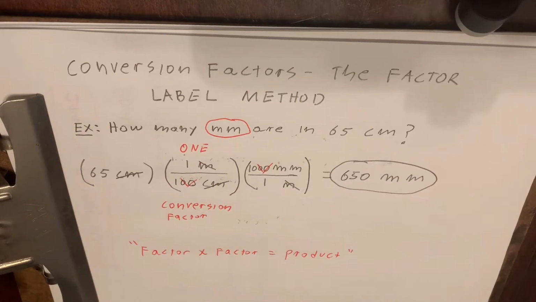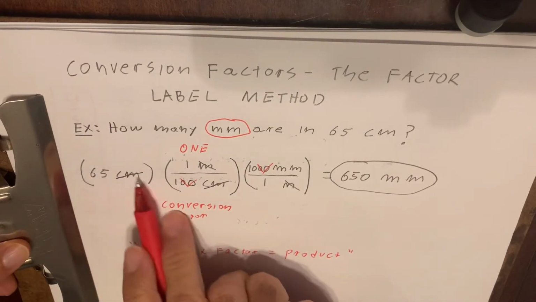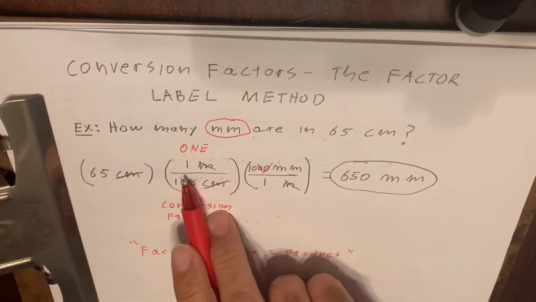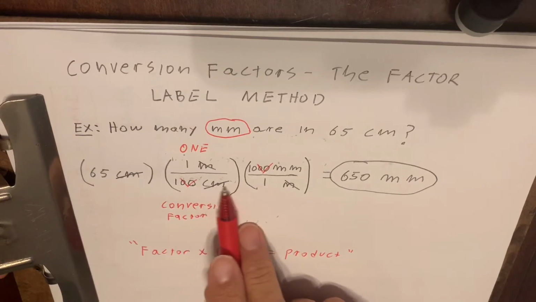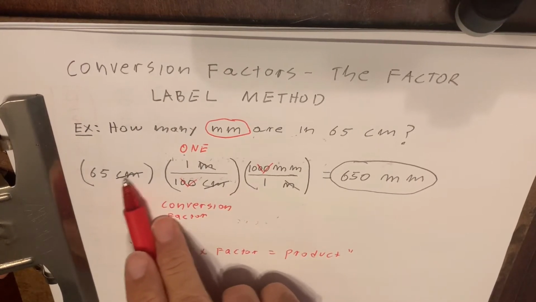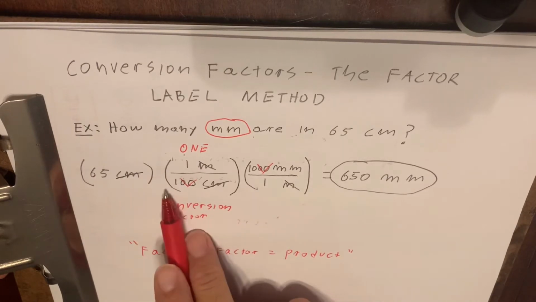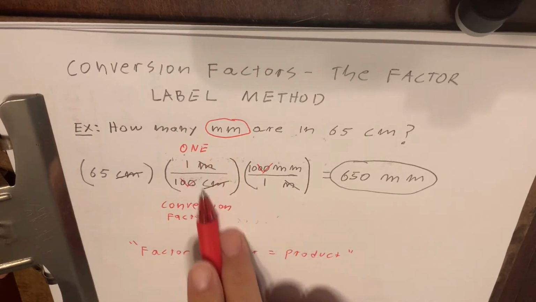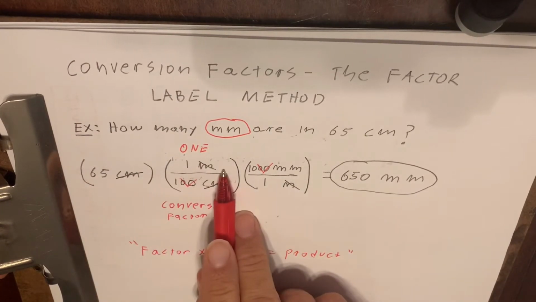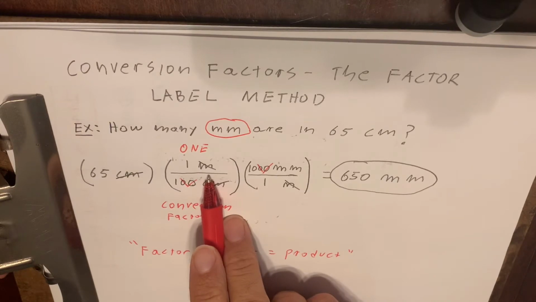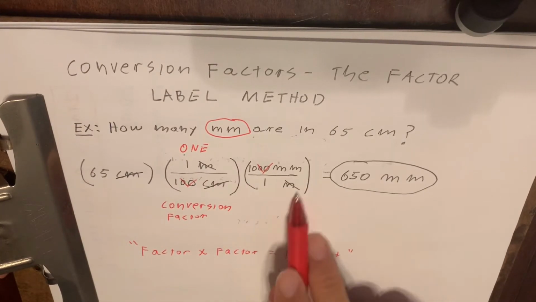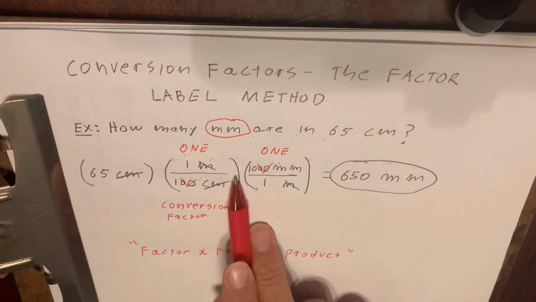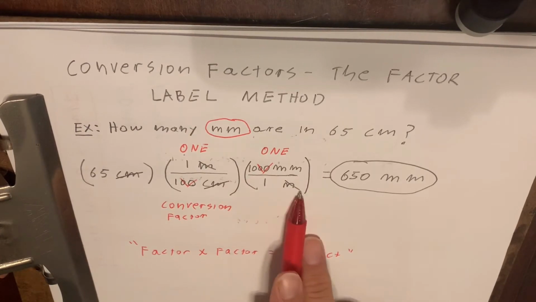So to review, what did we do? We started off with our 65 centimeters. We used a disguised form of 1, also known as a conversion factor. We made sure we had centimeters in the numerator to cancel this out. And I knew that there are 100 centimeters in every meter, which makes this a disguised form of 1. So multiplying this by this changes nothing other than the units. Then we had to do the similar process knowing that this is a disguised form of 1 because there are 1,000 millimeters in 1 meter.